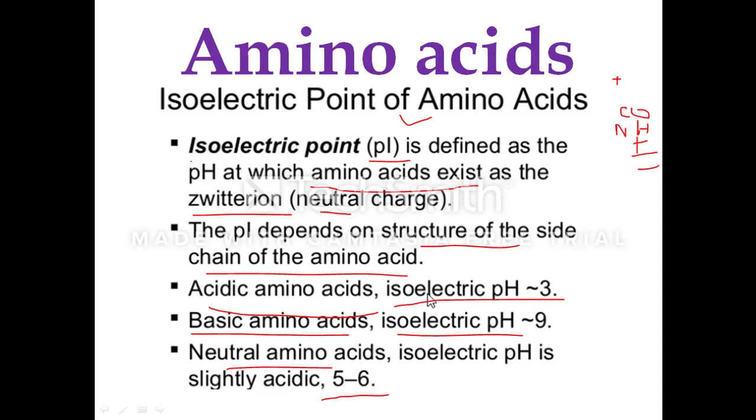What is pI? pI is the pH at which the amino acid exists as a dipolar ion or neutral molecule having no net charge on its surface. This depends on the dissociation of the acidic group as well as the basic group. In addition, if the amino acid has a dissociable group on the R or side chain, even that will be considered. Most of the acidic amino acids have a pI of 3, basic amino acids have a pI of around 9, and neutral amino acids have a pI of around 5 to 6.